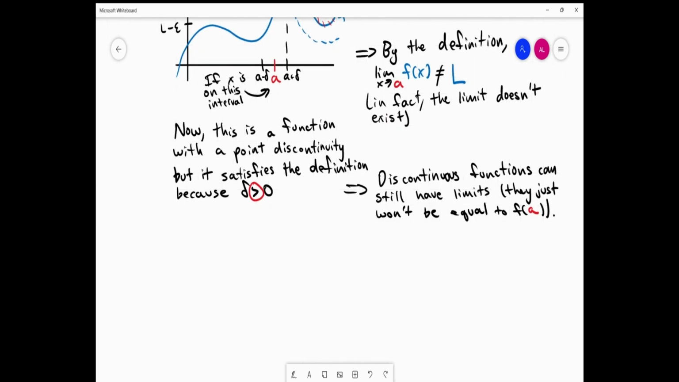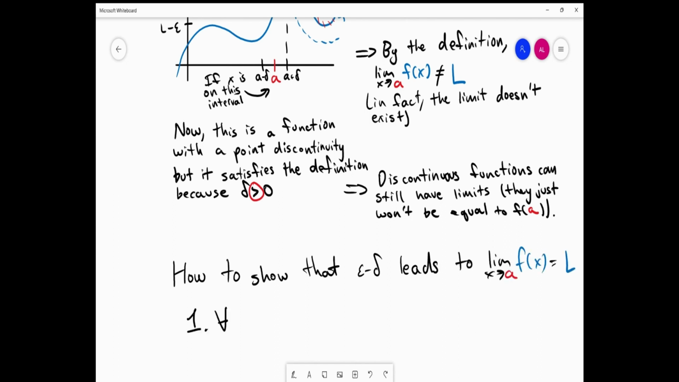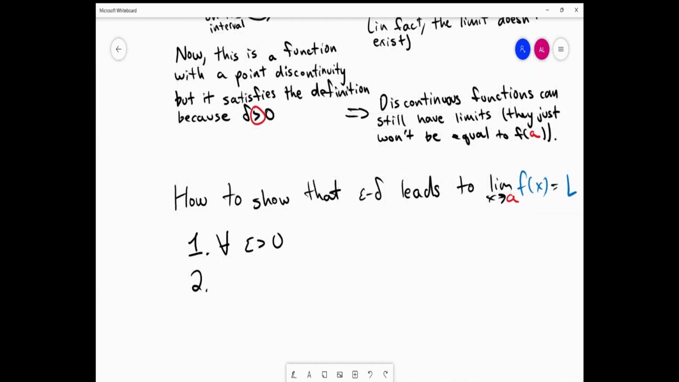And so this is kind of the theoretical part. Now let's see how we can apply it, right? So this is how to show that epsilon delta leads to this limit statement. So the first step is to say that for all epsilon bigger than 0, right? We want for all positive epsilon, there must exist a delta for which whatever, right?